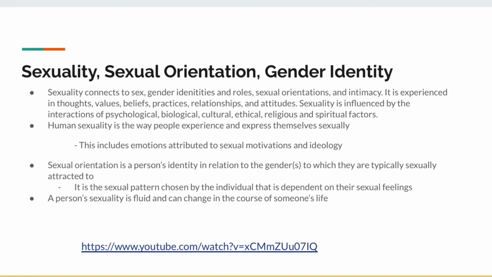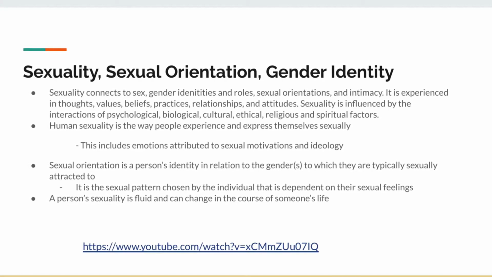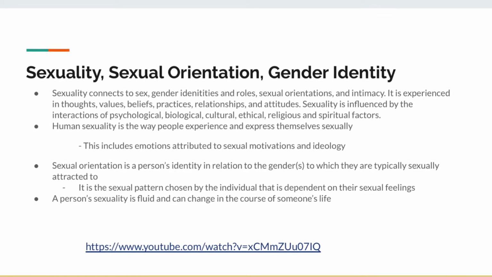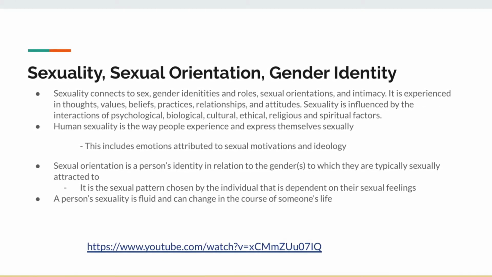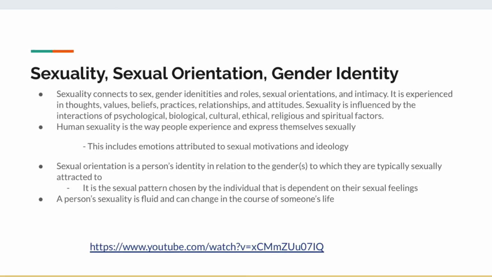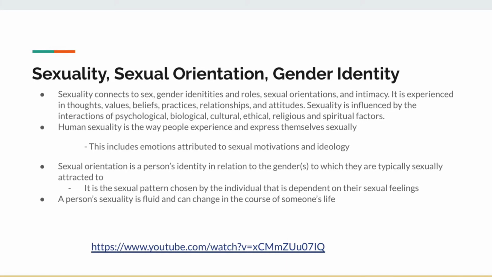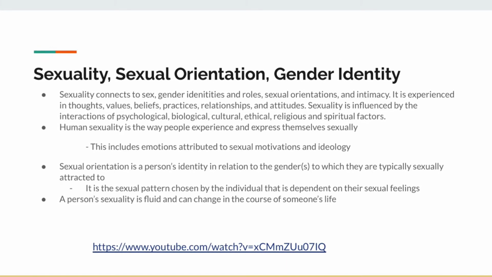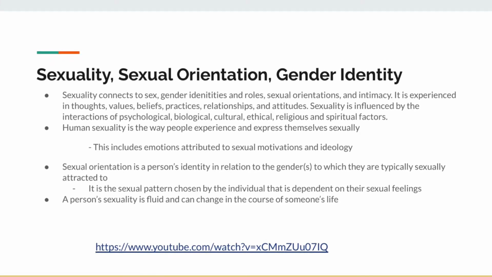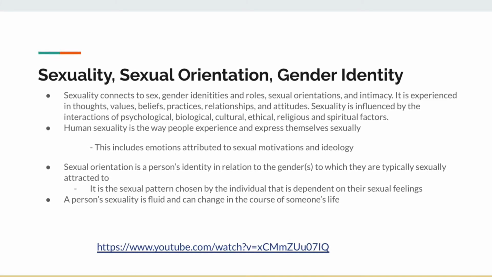This includes emotions attributed to sexual motivations and ideology. Sexual orientation is a person's identity in relation to the genders to which they are typically sexually attracted. It is a sexual pattern chosen by the individual that is dependent on their sexual feelings. A person's sexuality is fluid and can change in the course of someone's life.